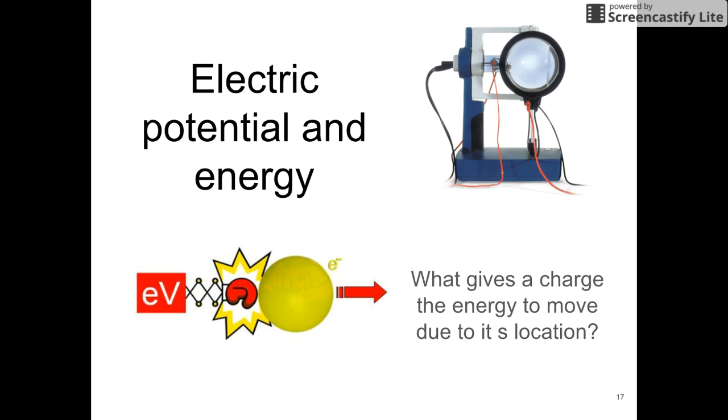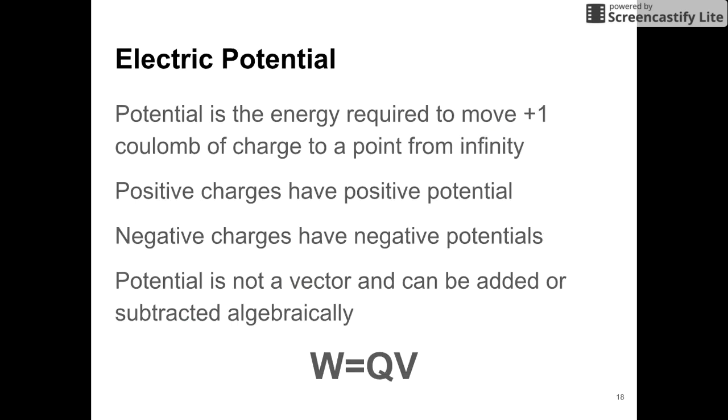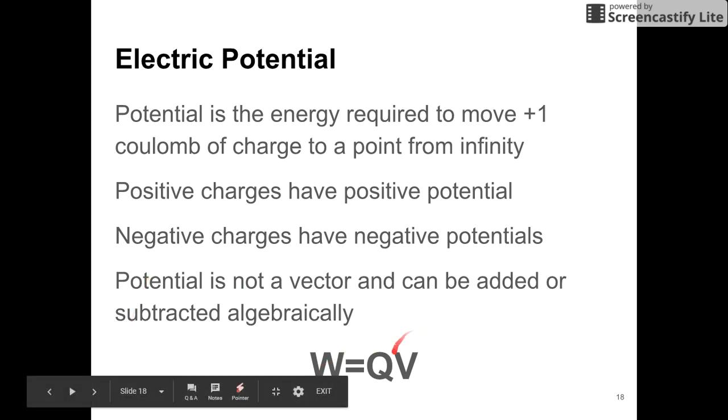So force is tied in with field, but if the electric charges have energy, then that's tied in with the potential. So potential is the energy required to move that coulomb of charge, unit charge, from infinity to a point. Positive charges have a positive potential, negatives have negative potential. It's not a vector, and so you can add or subtract them just as positive and negative. That V is in this equation that you did at Higher, E_W equals QV, the electrical energy is equal to the charge times the potential.